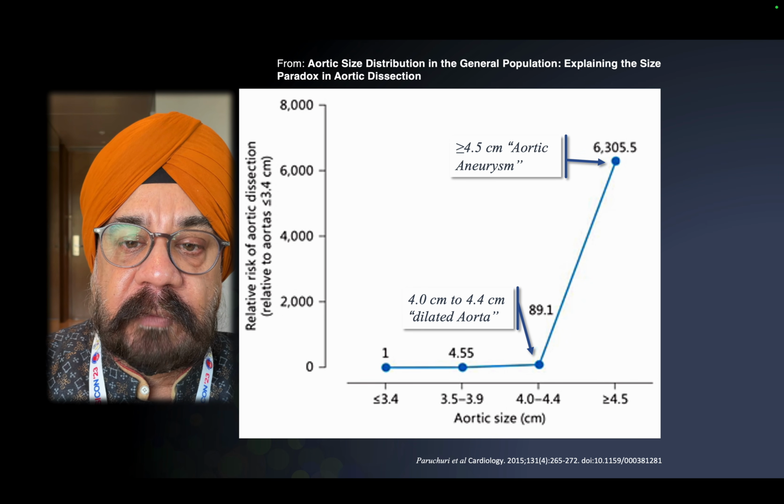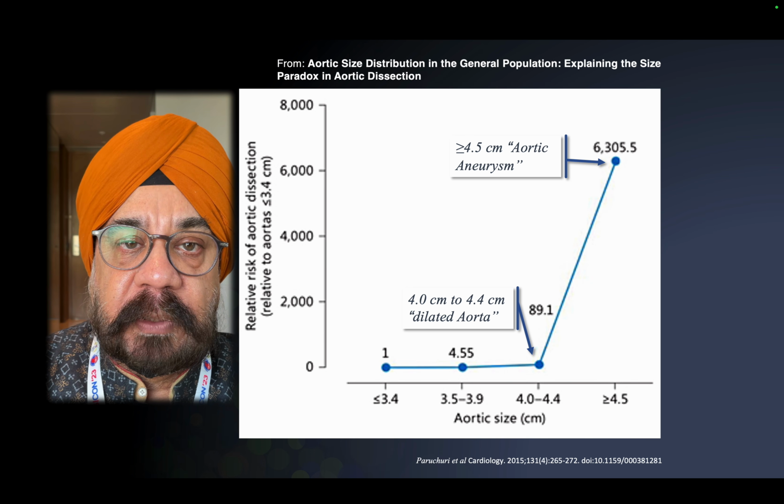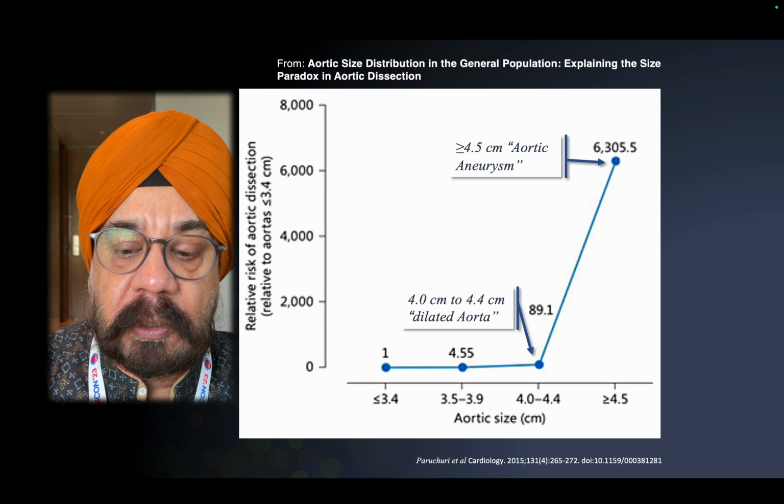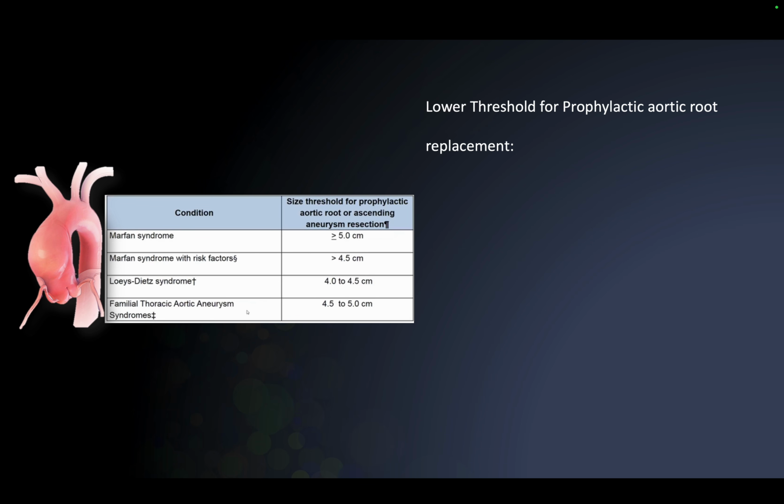Till what time do we wait? We wait till the aortic root diameter is more than 4.5, when there is about a 6,000 times increase in relative risk of aortic dissection. Then, based on all the data we collected, we have given guidelines on when we should actually treat these patients to prevent aortic dissection, that is, by a prophylactic aortic root replacement.